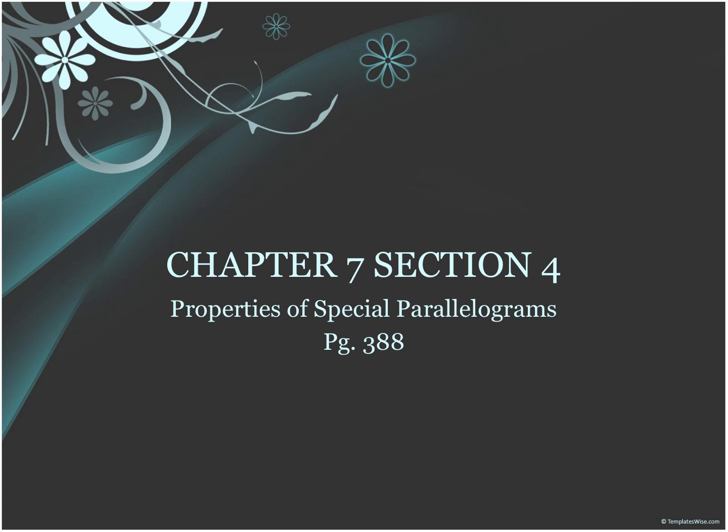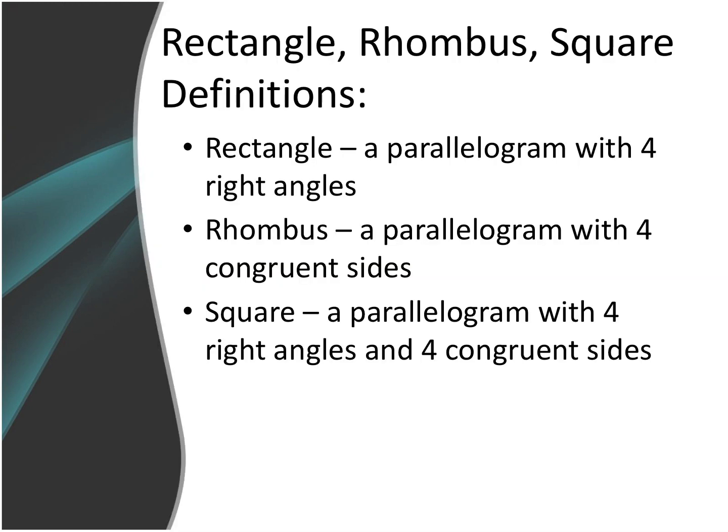Learning about special parallelograms. We are learning 3 new shapes: rectangles, rhombuses, and squares. A rectangle by definition is already a parallelogram with 4 right angles. How many right angles? 4. A rhombus is a parallelogram with 4 congruent sides. How many congruent sides? Now, do you know anything about a rhombus's angles?